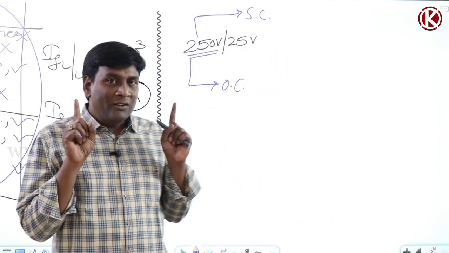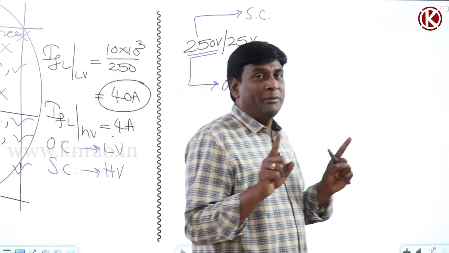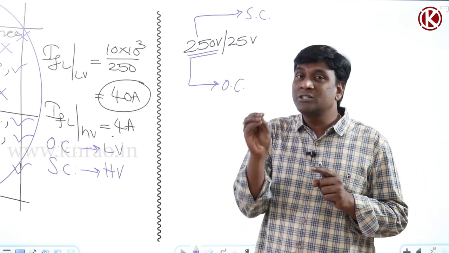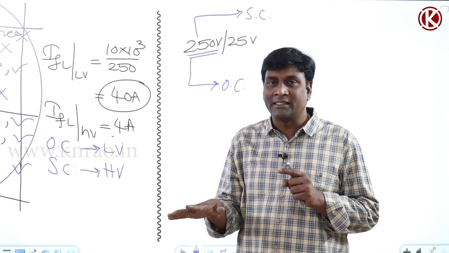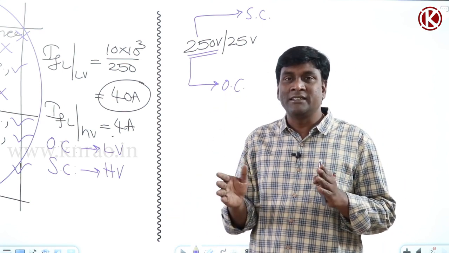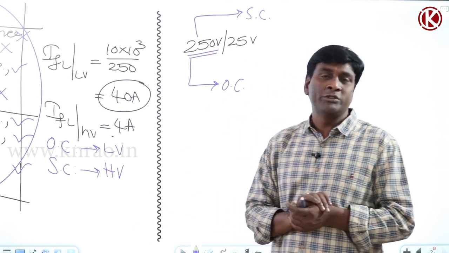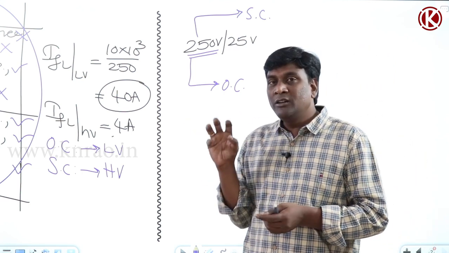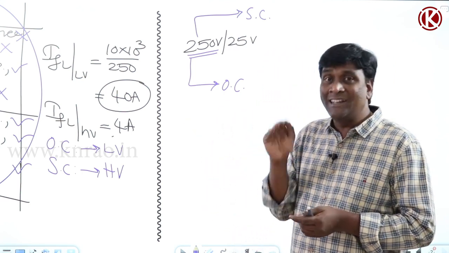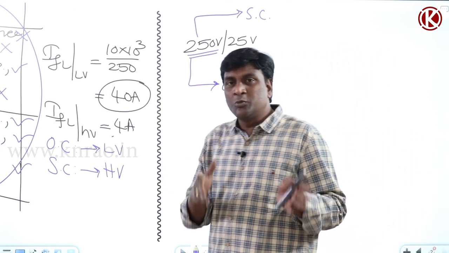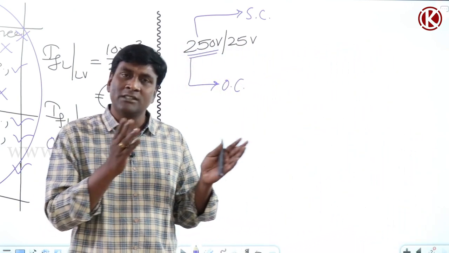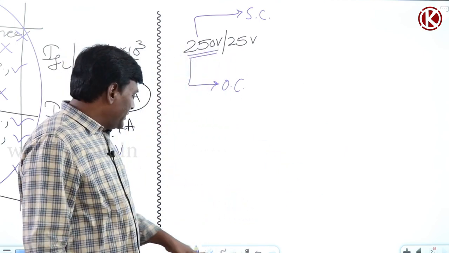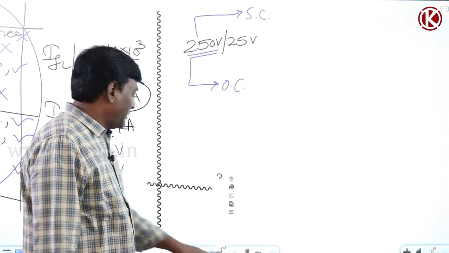So always we have to keep in mind that availability of sources and measuring instruments only will decide, while conducting the OC and SC test, on which port we have to conduct OC or SC test. We have to keep 2 stars here. Port in the sense LV port will be there, HV port will be there, 2-port network kind of. Okay, now next thing is we have to think about the power factor.